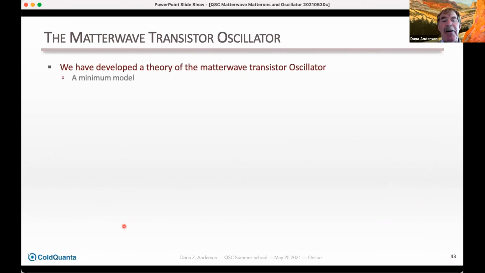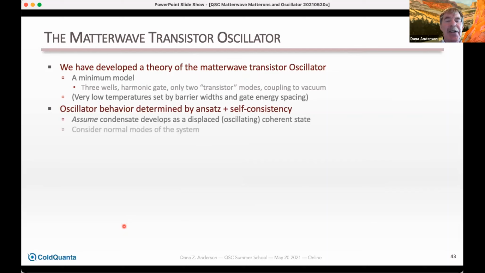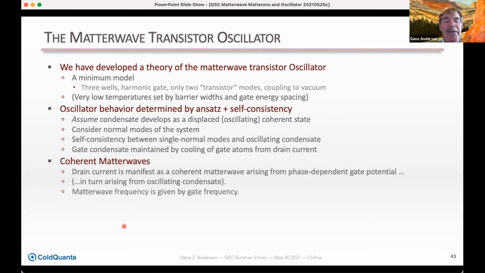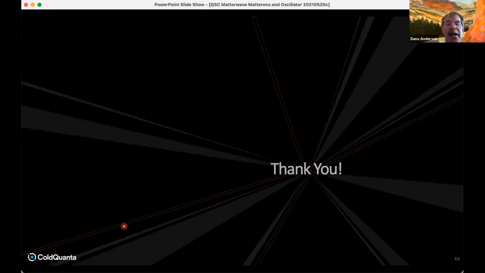All right, so we've developed a theory of the matter wave transistor oscillator, minimum model with an ansatz, one assumptions, and those two are self-consistent. I've talked about coherent matter waves. We've said that they are not de Broglie waves, but cause us to introduce a particle we call a Matteron that comprise a matter wave and carry a specific packets of momentum, just like the photon, and so on. And let me end it there, just about on time, and maybe even a little room for a quick question.